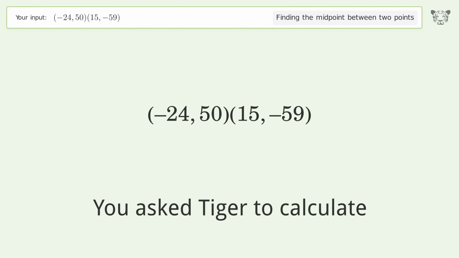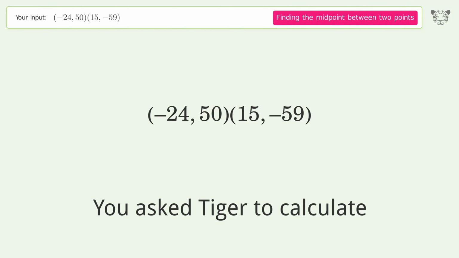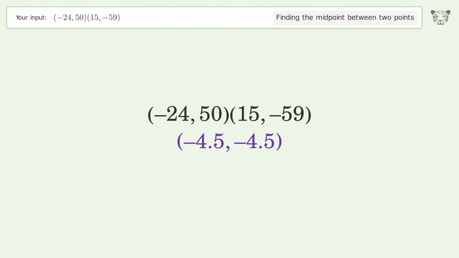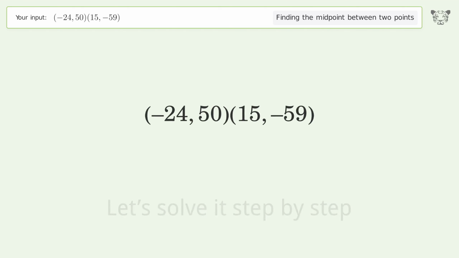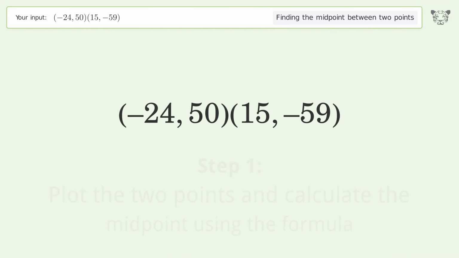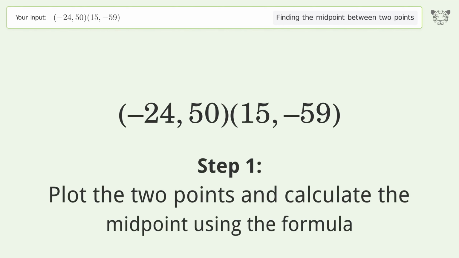You ask Tiger to calculate. This deals with finding the midpoint between 2 points. The midpoint between the 2 points is -4.5, -4.5. Let's solve it step by step. Plot the 2 points and calculate the midpoint using the formula.